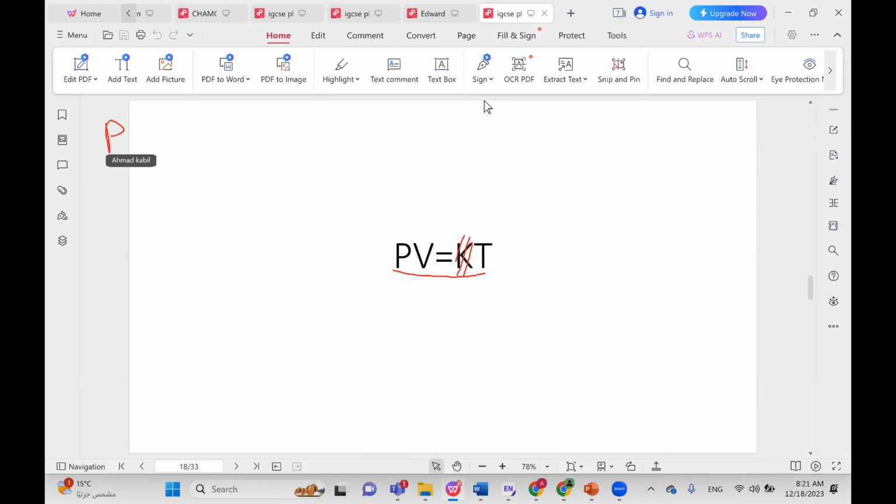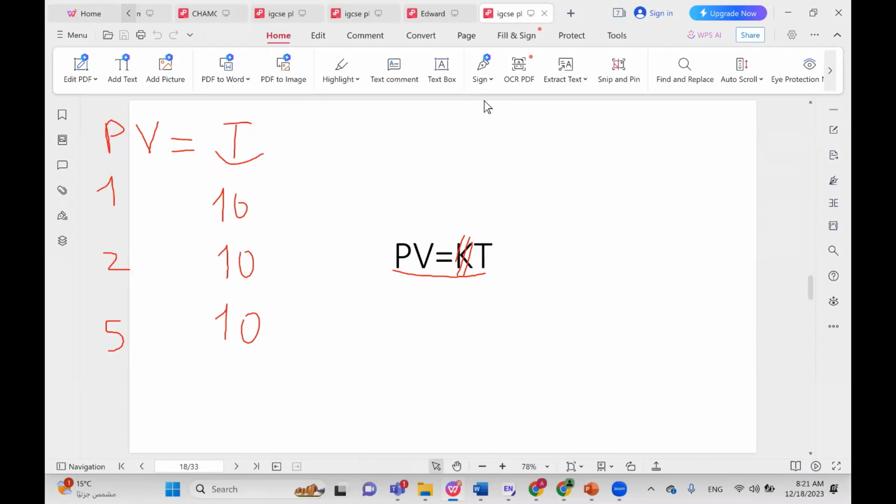P times V equals T, right? So let's keep T as a constant. Let's say T equals 10, for example. So I'm just going to keep the temperature here as 10. What happens if I put the pressure as 1? What happens if I put the pressure as 2? What happens if I put the pressure as 5?